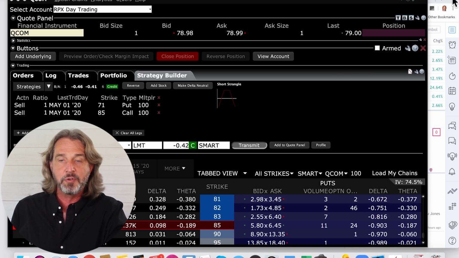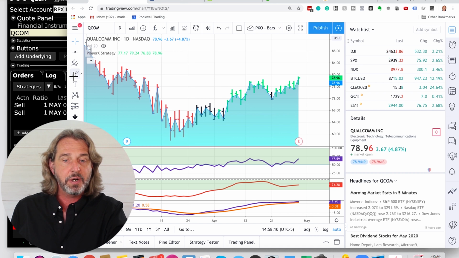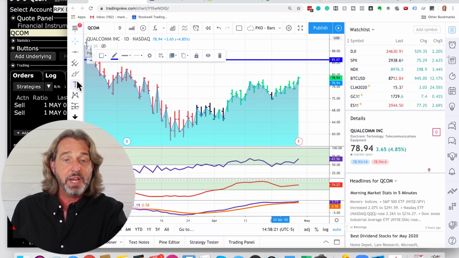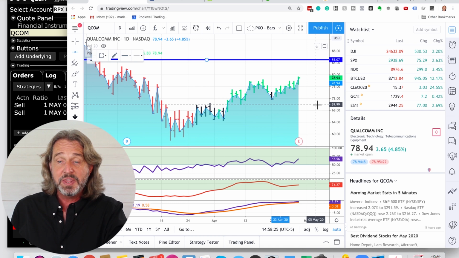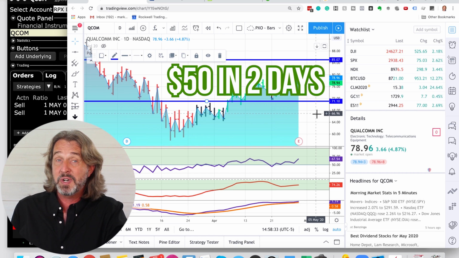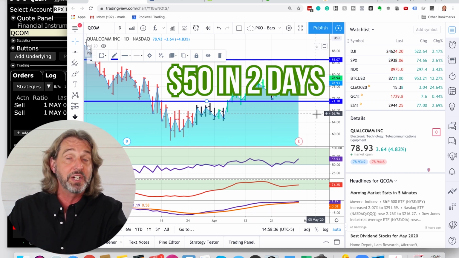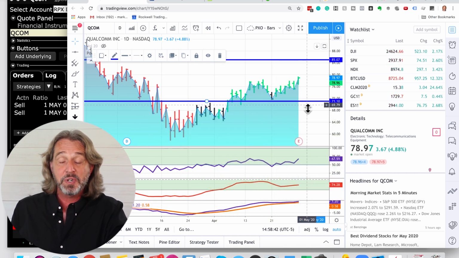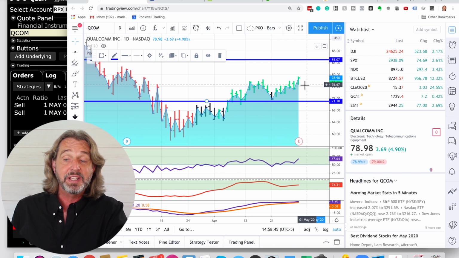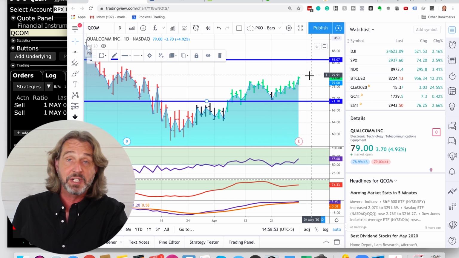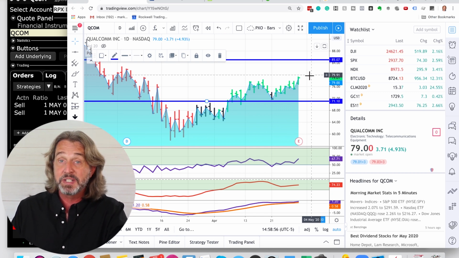Now, if you look at 71 and 85, here is what could happen to Qualcomm in the next 2 days. We go up to 85 and down to 71. So if Qualcomm stays within this range over the next 2 days, we can collect $50 in 2 days. And again, this is where I would trade size. I would probably trade 20 so that I can collect $1,000 in 2 days. And I don't know about you, but this sounds pretty sweet. So take a look at this chart. Is it likely that Qualcomm might stay within these 71 and 85 over the next 2 days? I believe that this is very possible.